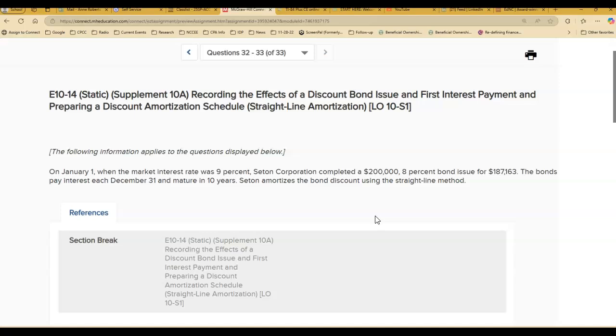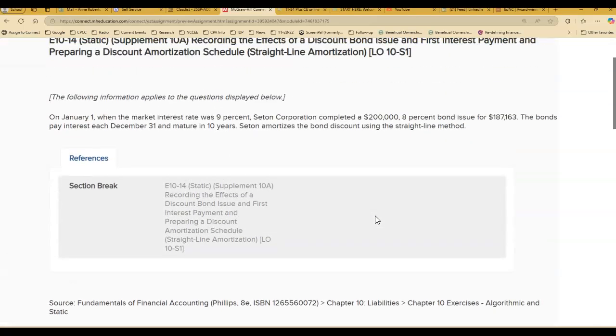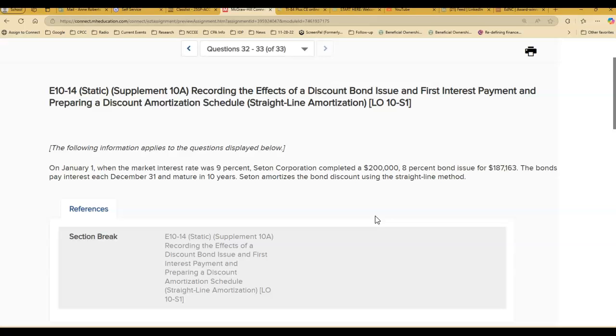Okay. All right. This might help. Watch what happens here. On this one, notice it says on January 1, when the market interest rate was 9%, Seton Corporation completed a $200,000 8% bond issue for a 187.